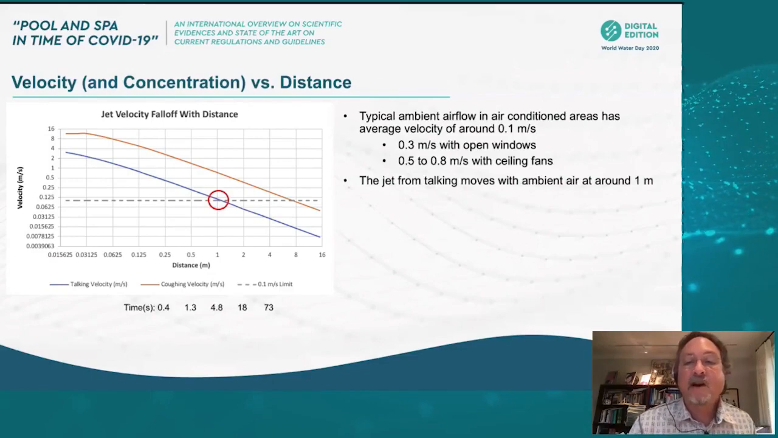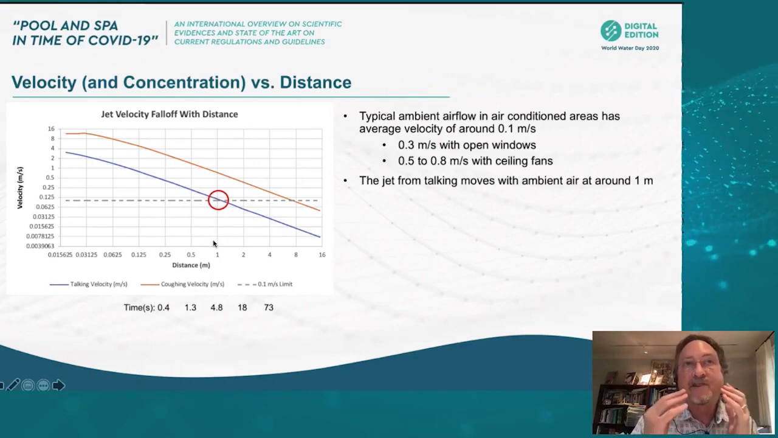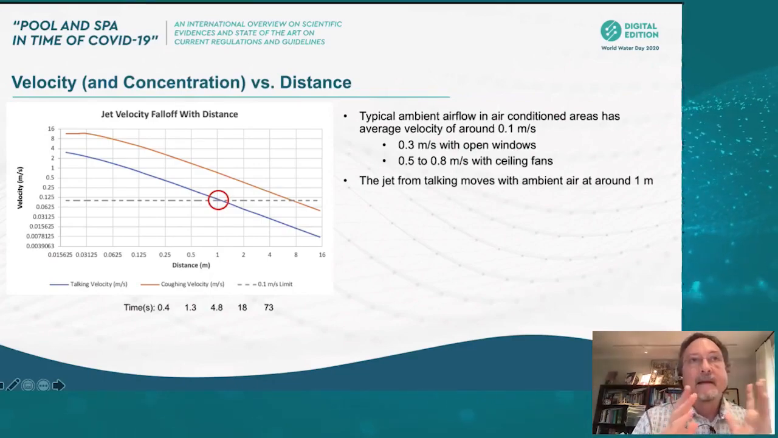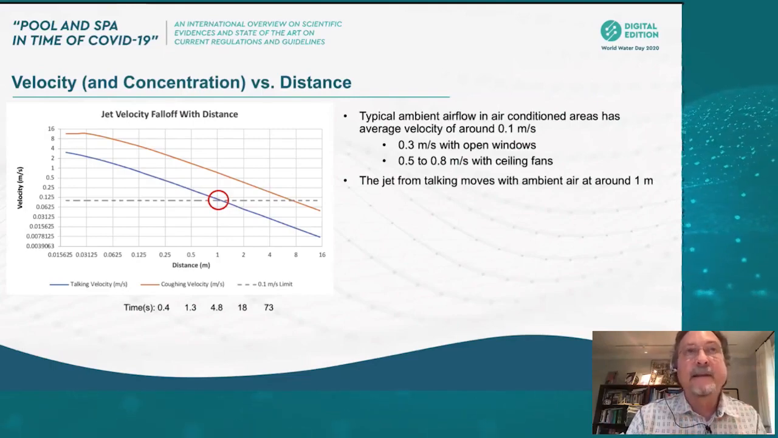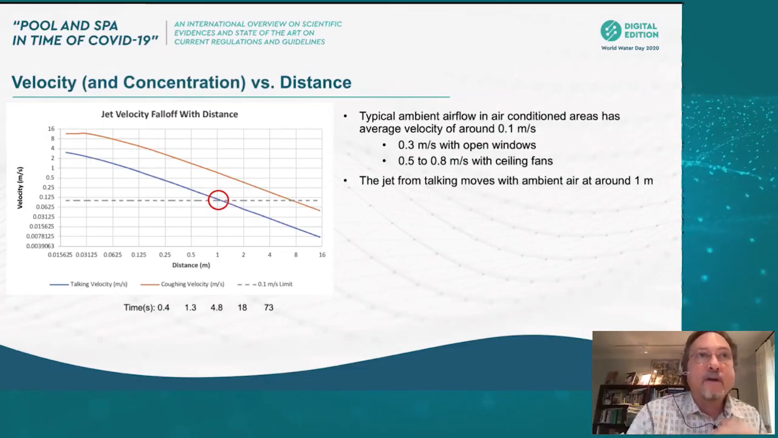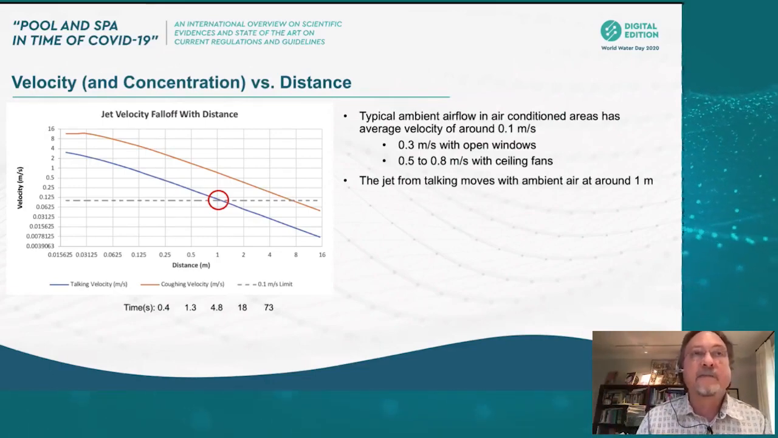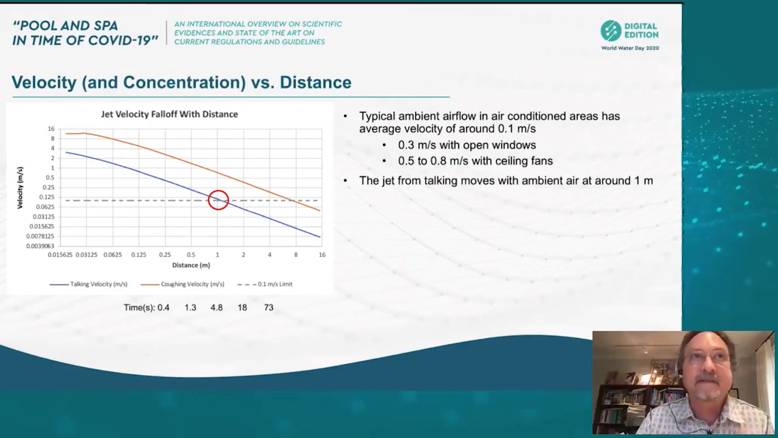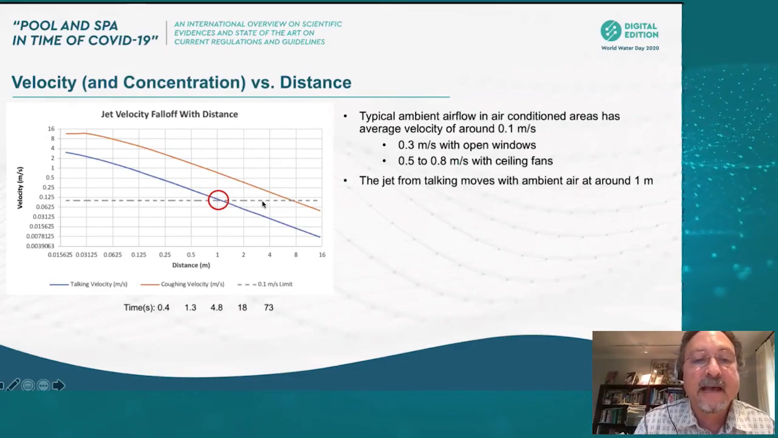But the jet from talking moves with the ambient air at about 1 meter, meaning that you have a jet coming from your mouth. It's slowing down in velocity pretty rapidly, and when it gets to about 1 meter away, the ambient air in the room is going to have more of an influence than the jet stream itself, and it'll tend to not only be diluted from distance, but it'll tend to mix much more thoroughly and be much lower risk beyond that for talking.